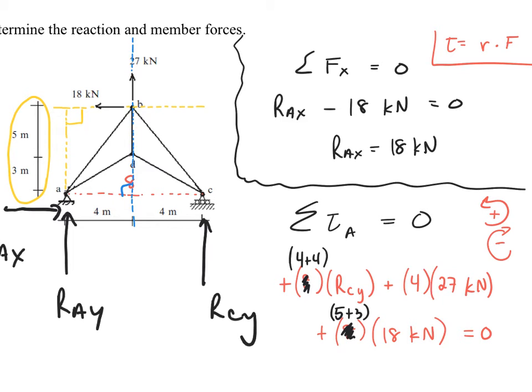Now, what do you notice about this equation? How many unknowns are in the torque equation? Only one. The goal here was to get rid of RAX and RAY by taking the sum of the torques at location A, and we did just that. We got rid of RAX and RAY. So this will give us RCY if we solve it. I don't want to really have to sit here and do the math for it, because this part is just algebra at this point.